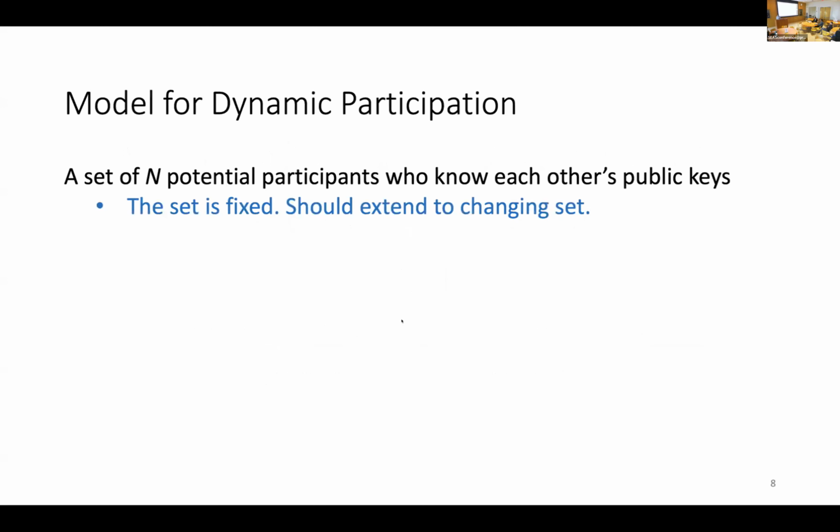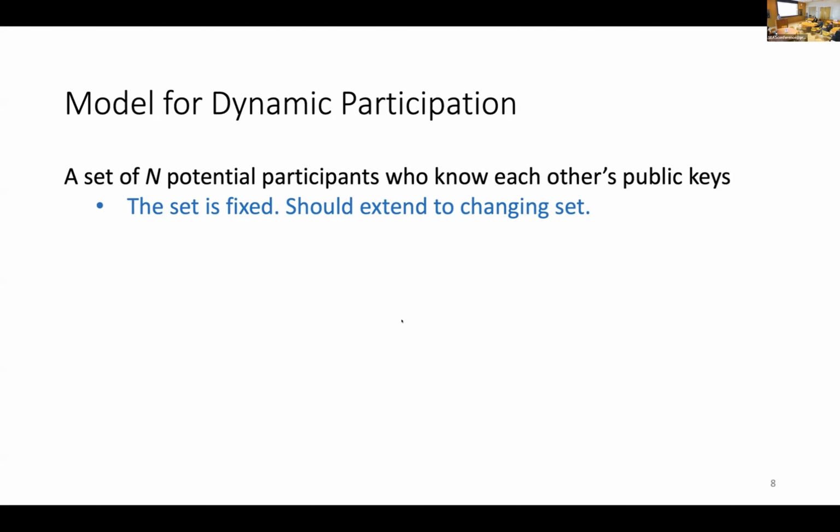All right. So let's now define the formal model for dynamic participation. We have a set of big N potential participants who can participate, and they know each other, and we have a PKI, so everybody knows everybody's public keys. For now, we will assume the set is fixed, meaning that there's no stake changing hands or no membership changes. The protocol should be able to be extended to a changing set, but we didn't work out the details, so I don't want to claim anything there.